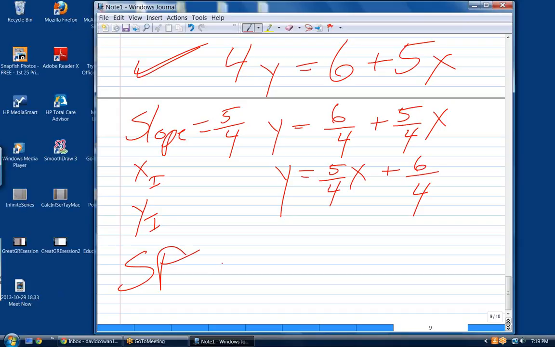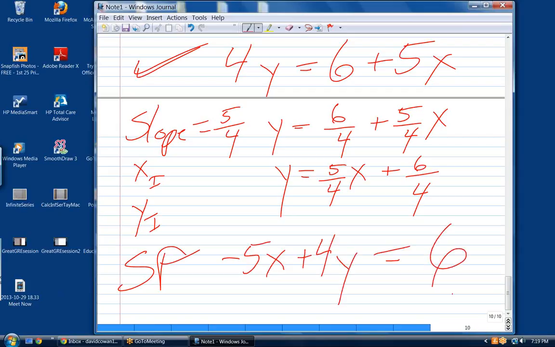Put the x first. So we subtract 5x on both sides. There's standard format, very easy. Just move the x and the y's to the left and leave the numbers on the right. Now the advantage of standard format is it's very easy to figure out your x-intercept and your y-intercept.